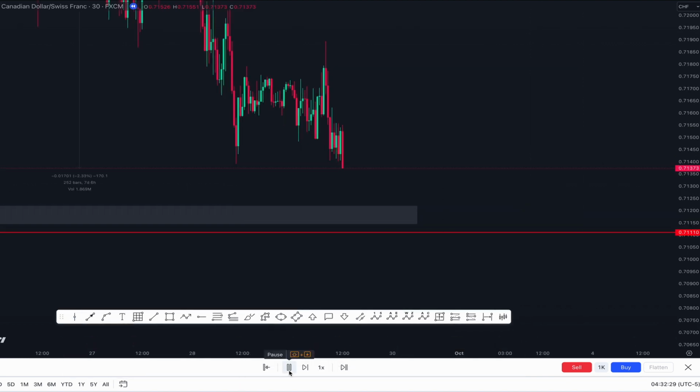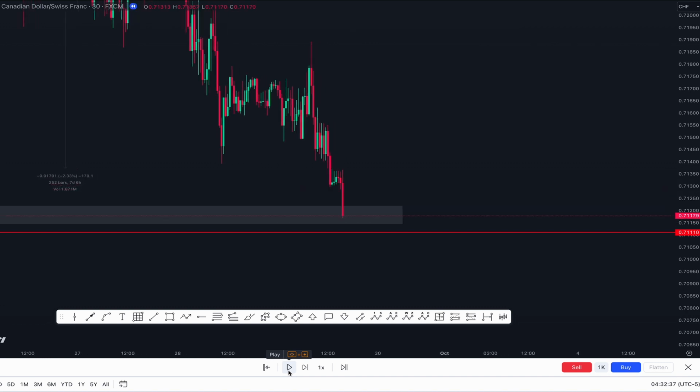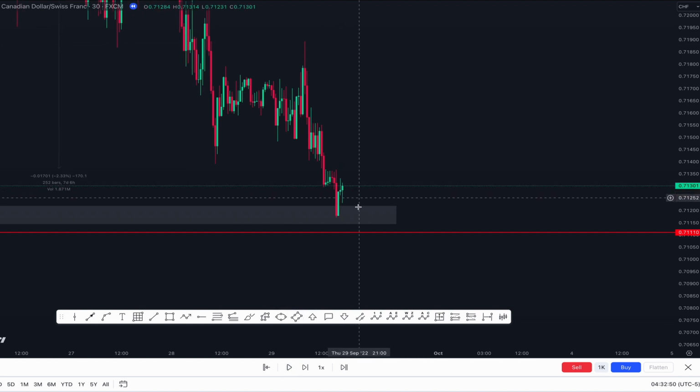We are waiting for the market to come to the zone. The market is coming to the zone. Okay, the market touched the zone. Right now, the only thing that we need to wait for is for the market to close with a bullish candlestick. Let's wait and see. Okay, the market closed with a bullish candlestick.